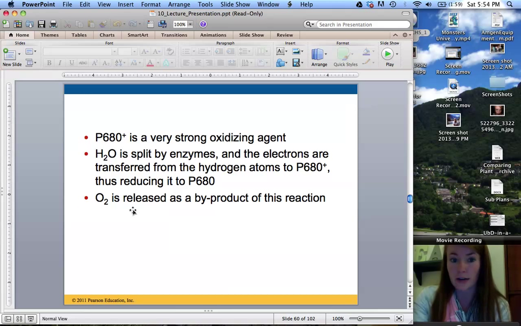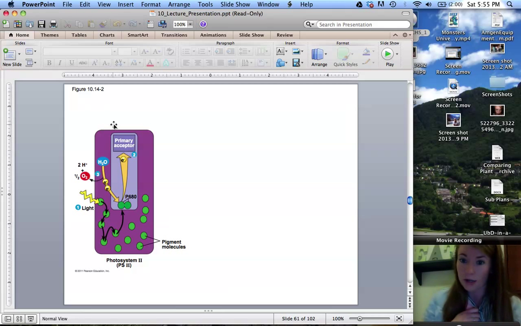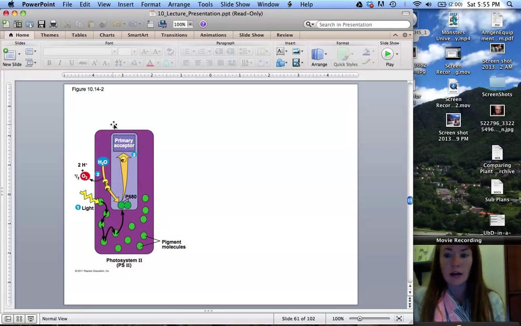It's the most electronegative. And so then what happens is there's water floating around, and the water is split by enzymes. So this is what we were talking about in class the other day. The water is split by the enzymes and becomes oxygen and hydrogen and electrons. And so the electrons are given back to P680 plus to replace the electrons that it just gave away. So now it goes back to being P680. So P680 gets the electrons from all these chlorophyll molecules, and gives them away. Now it doesn't have electrons, so it takes electrons from water. And then water becomes hydrogen and oxygen.